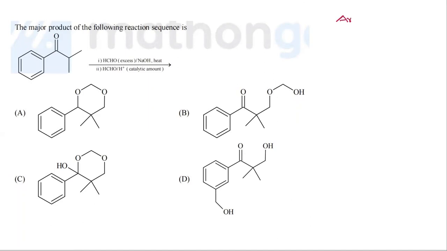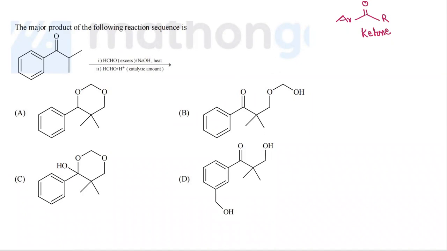On one side, we have an aryl group, then we have a carbonyl group, and on the other side of the carbonyl group, we have an alkyl group. So what kind of functional group is this? This is a ketonic functional group. That means a carbonyl compound.